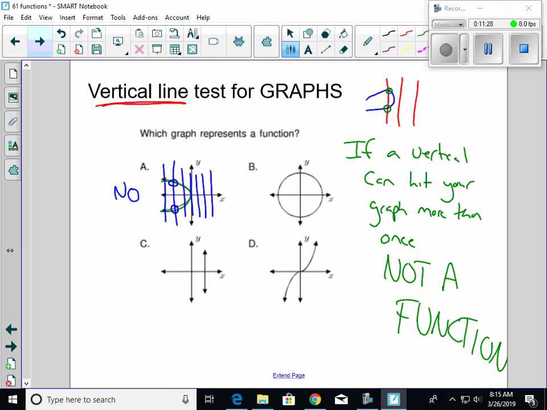All right, let's look at B. So I'll draw a vertical line, and I'm going to see if there's any spot where that hits my graph more than once. Sorry, let me outline the graph. So the graph now is this circle.